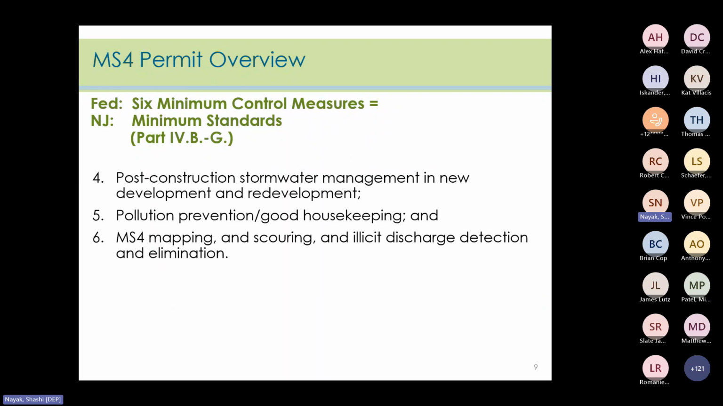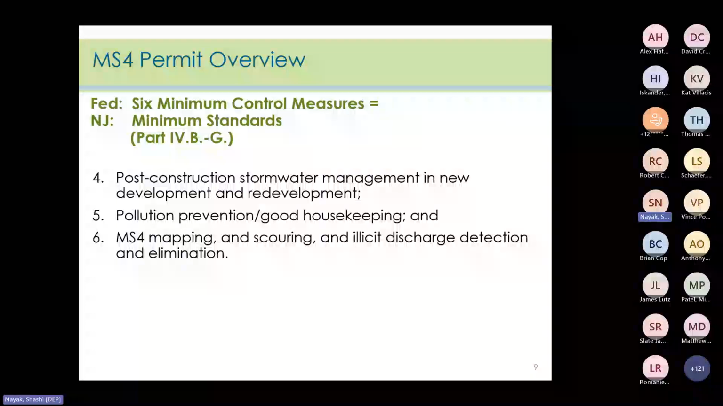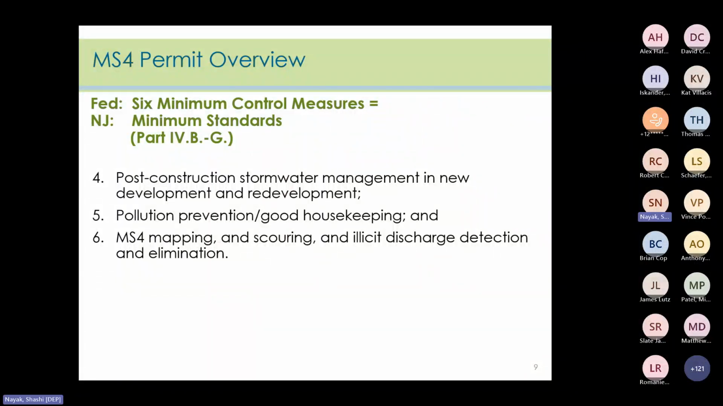5. Pollution prevention and good housekeeping, which includes community-wide ordinances, community-wide pollution prevention measures, best management practices at maintenance yards and ancillary operations, and stormwater training requirements. 6. MS4 mapping and scouring, and illicit discharge detection and elimination, which includes mapping MS4 infrastructure stormwater features, controlling localized stream scouring, and tracking down and eliminating illicit discharges of pollutants. These will be discussed later in the training.